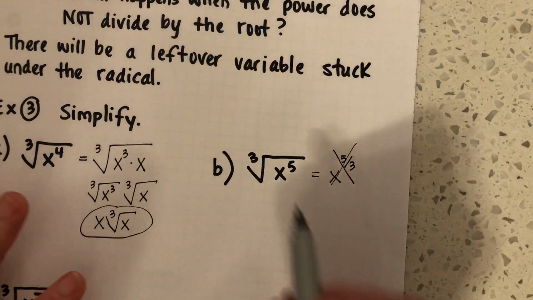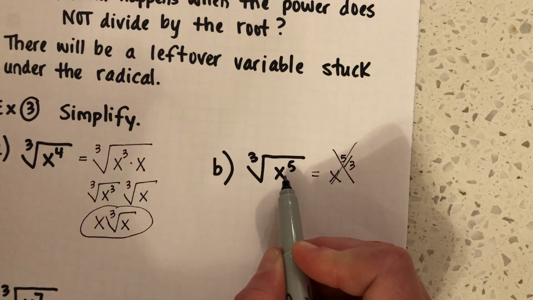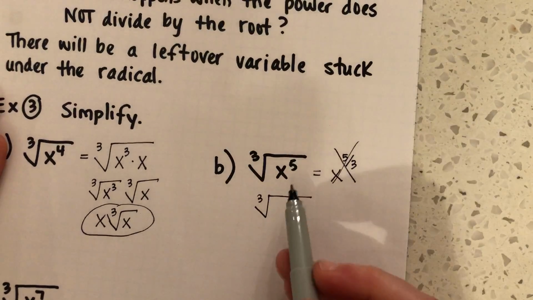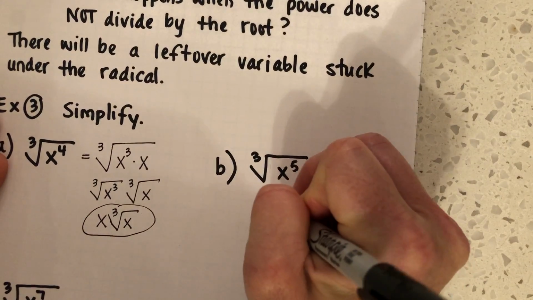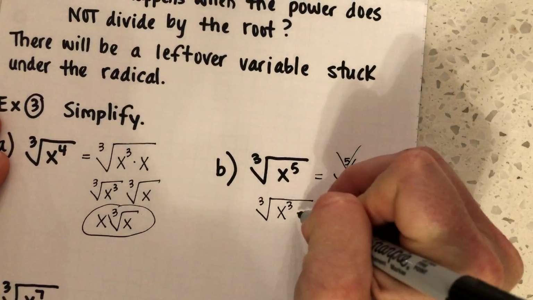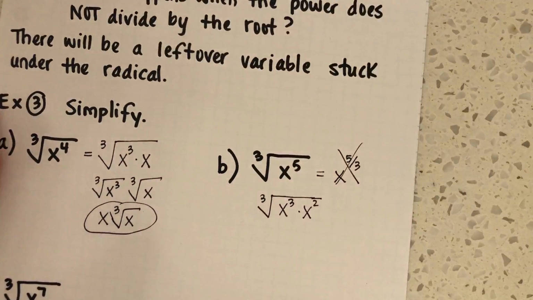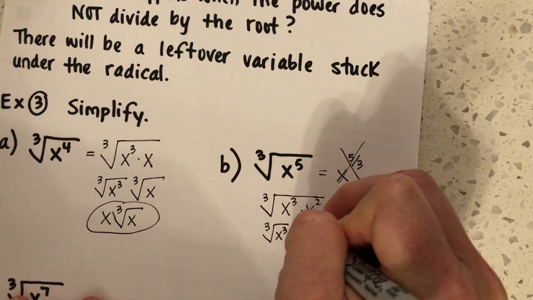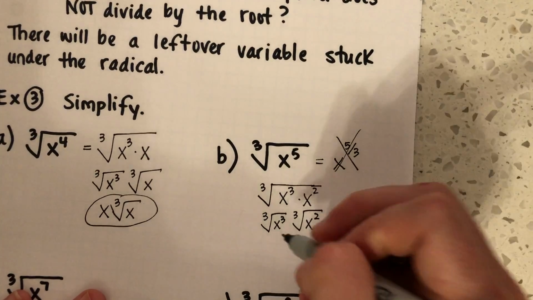So what we're going to do is break it up into an exponent or a power that will divide by 3. So we're going to break this up into the third root of, what's the closest number to 5 without going over that will divide by 3? It's 3. So we're going to break this up into x to the third times, well, how many x's are left over? x squared, right? So now I can rewrite this as the third root of x to the third times the third root of x squared. Well, the third root of x to the third is x.